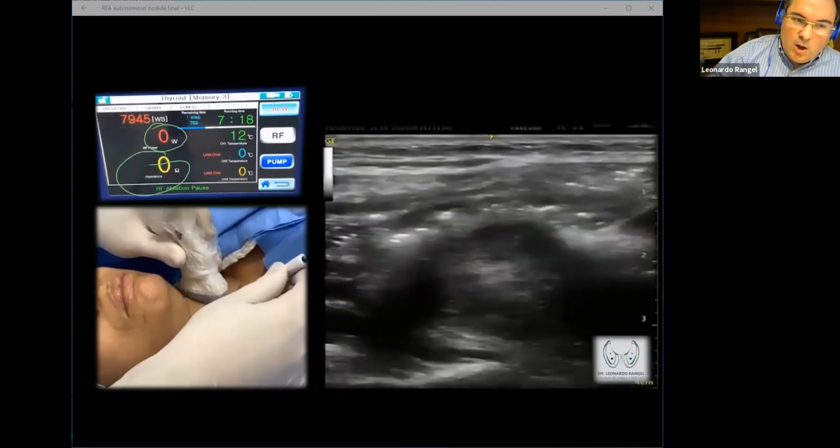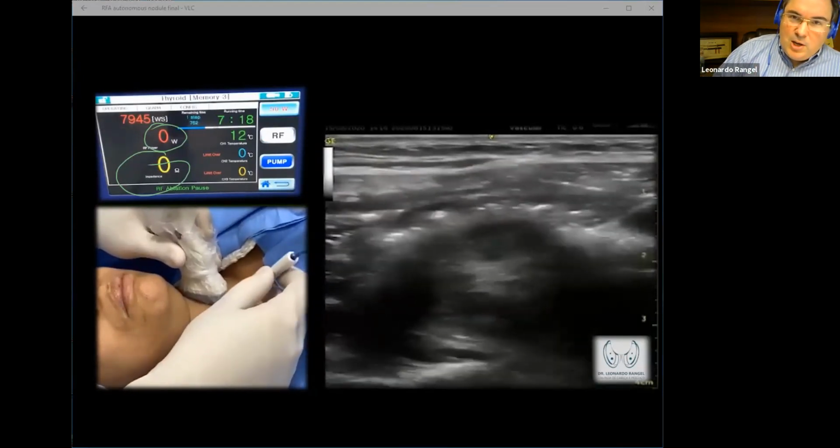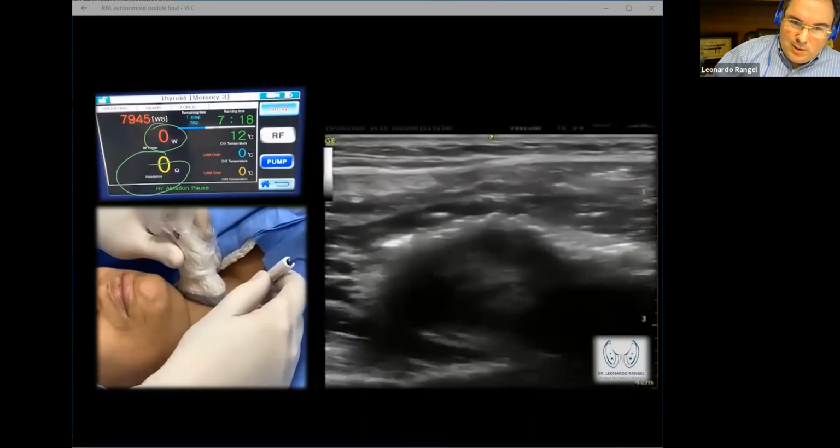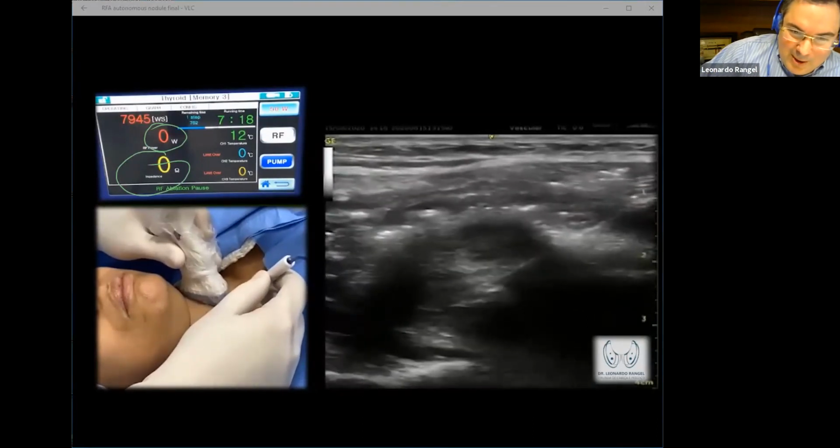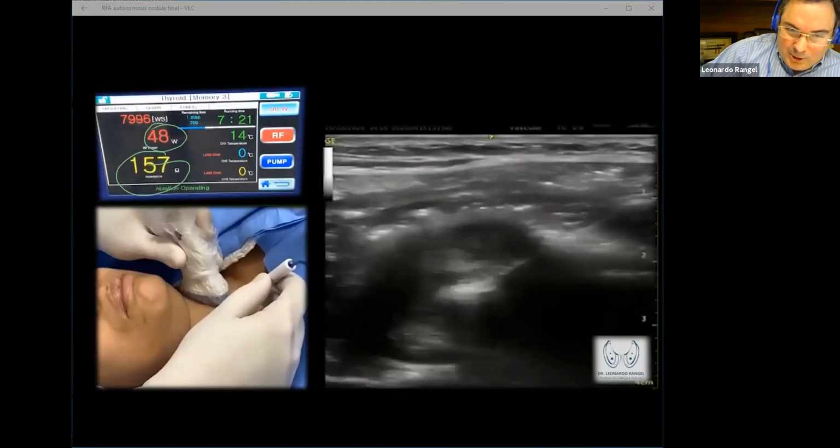So this patient has a long neck. It's way easier than the patient that Lisa showed, that big guy. Definitely that guy would be more challenging to do.